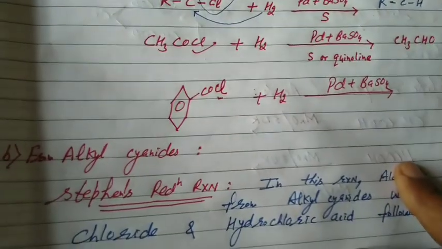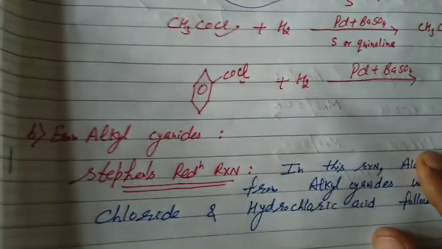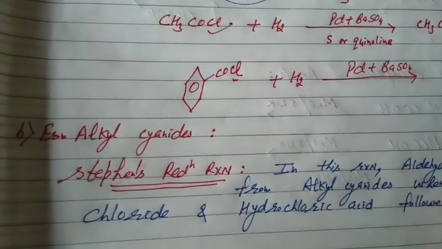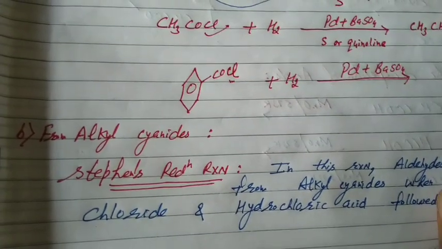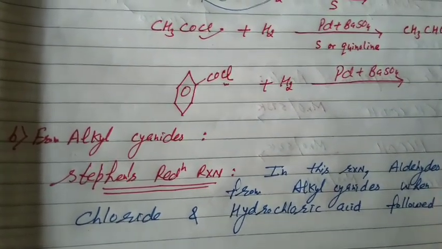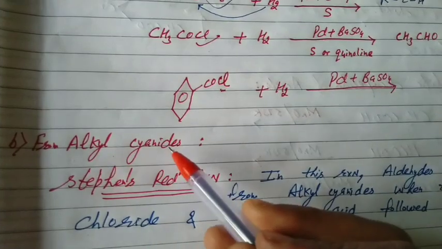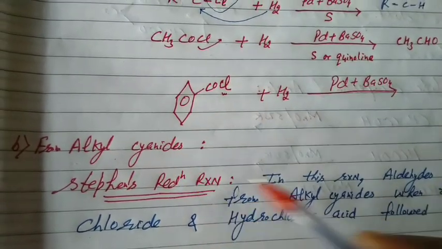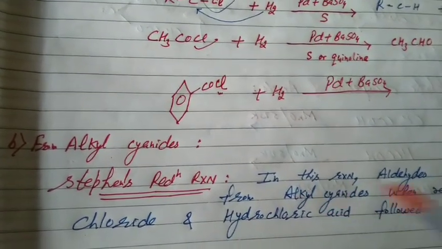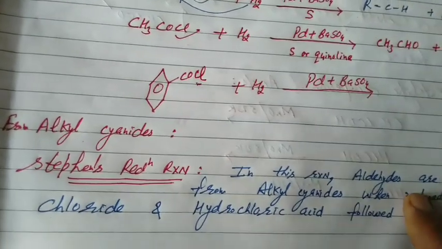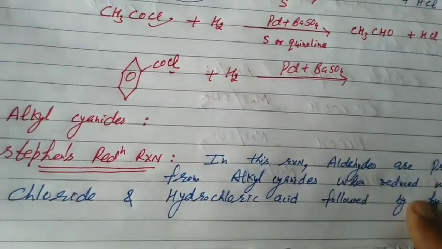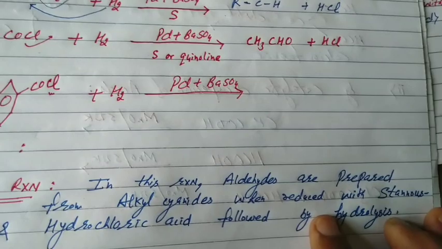Second is from alkyl cyanides. Again in this reaction aldehydes are prepared. It is again a naming reaction and we call it Stephen's reduction reaction. In this, aldehydes are prepared from alkyl cyanides. Or you can write according to the reaction: in this reaction aldehydes are prepared from alkyl cyanides when reduced with stannous chloride and hydrochloric acid.